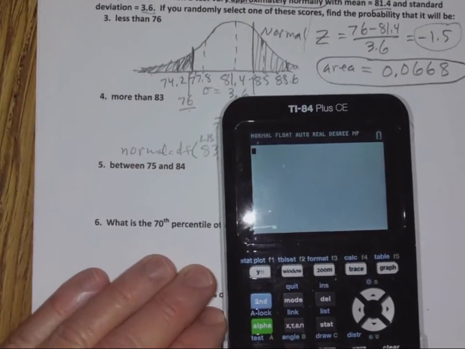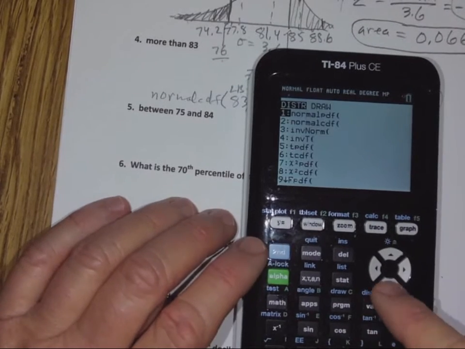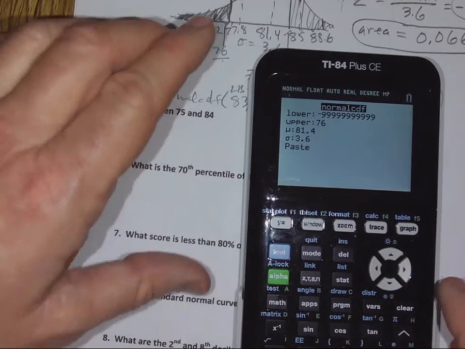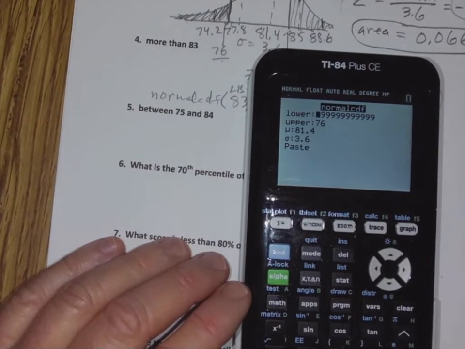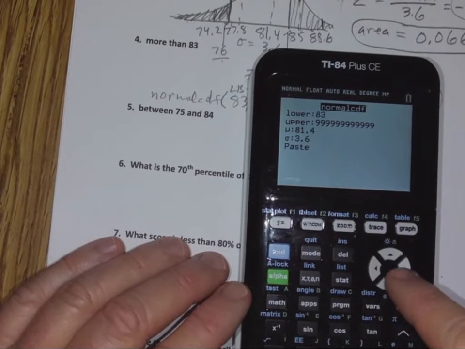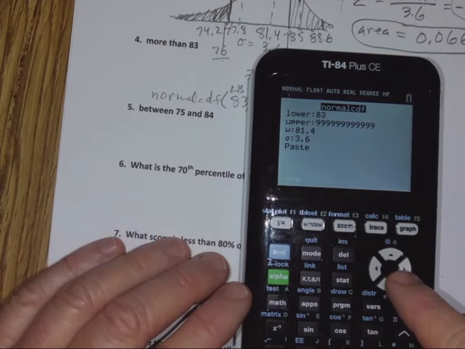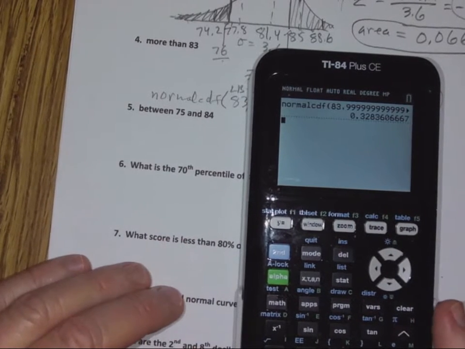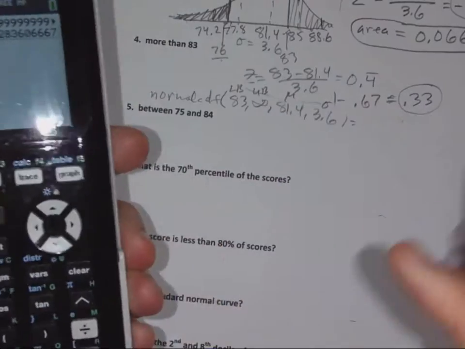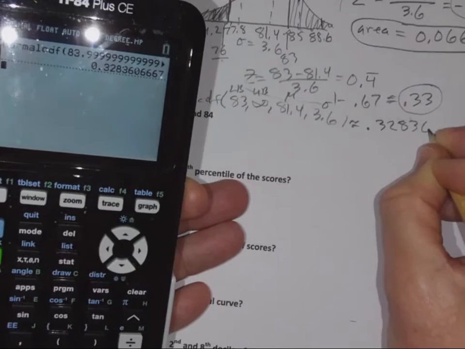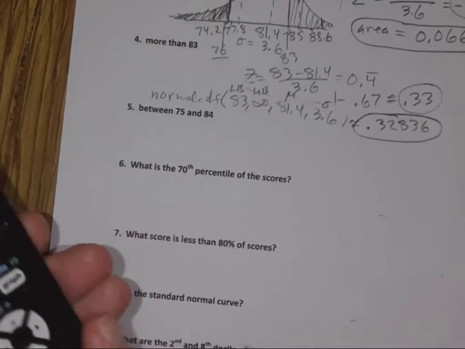I will go second distribution, normal CDF, hit enter, and in this case I'm going from 83 to infinity. So I enter 83, and you can just hit something like 9 trillion, which is effectively infinity on this scale. Same mean, same standard deviation, and there we go. It's 0.32836. That's a more exact value. So there we go.